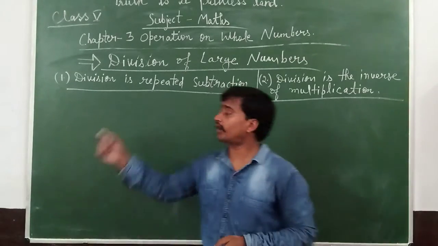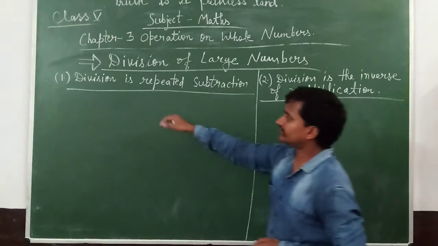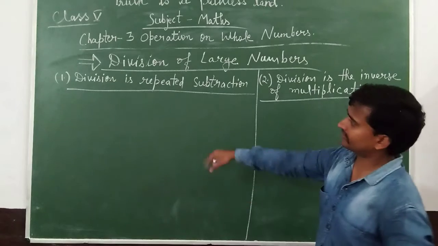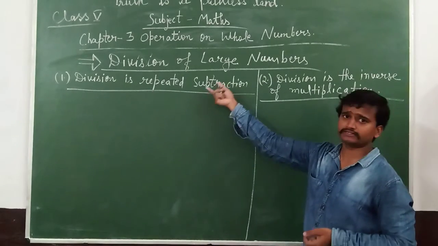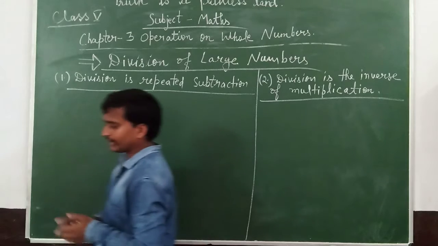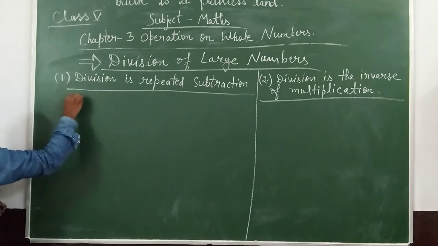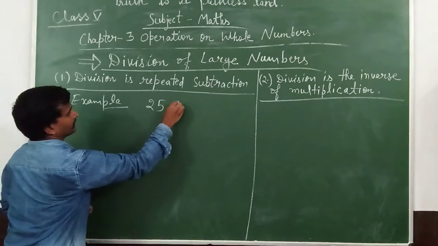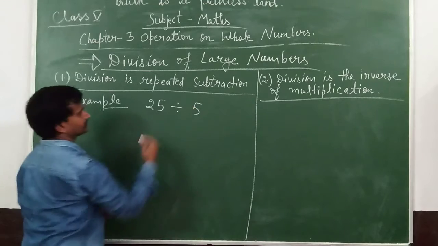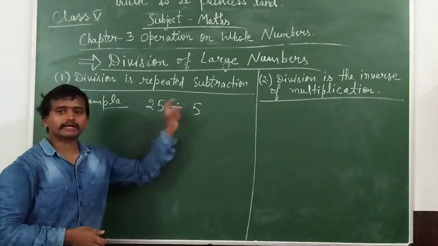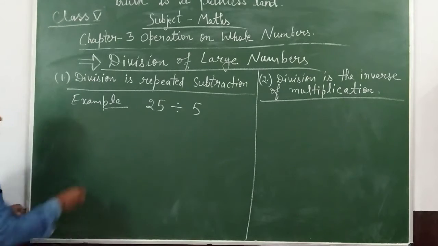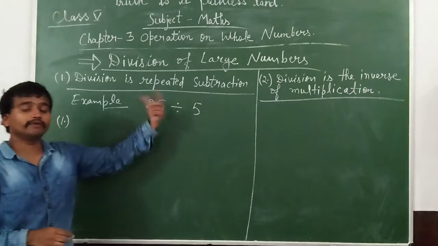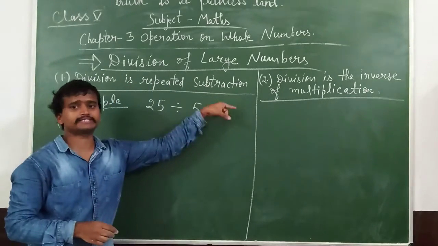Next is division of large numbers. As we know that multiplication is repeated addition, similarly division is repeated subtraction. For example, if we have to divide 25 by 5, then we will subtract 5 from 25. By this we will see how division is repeated subtraction.